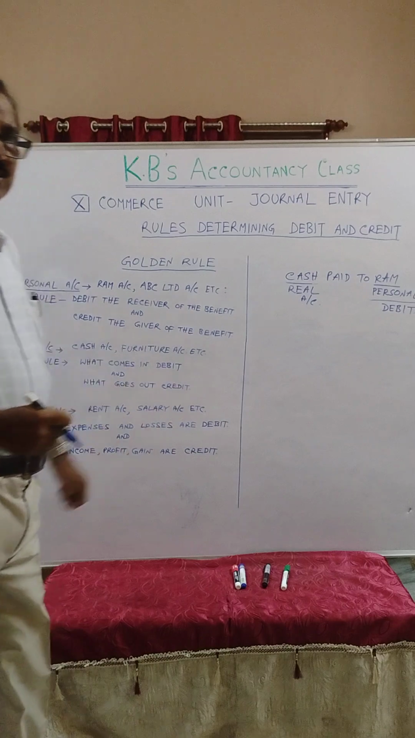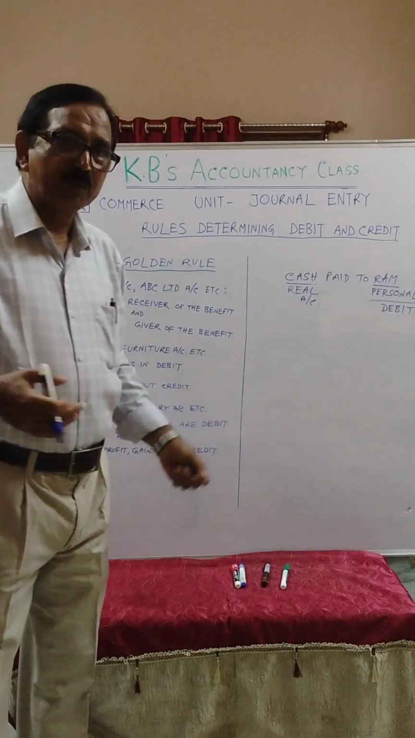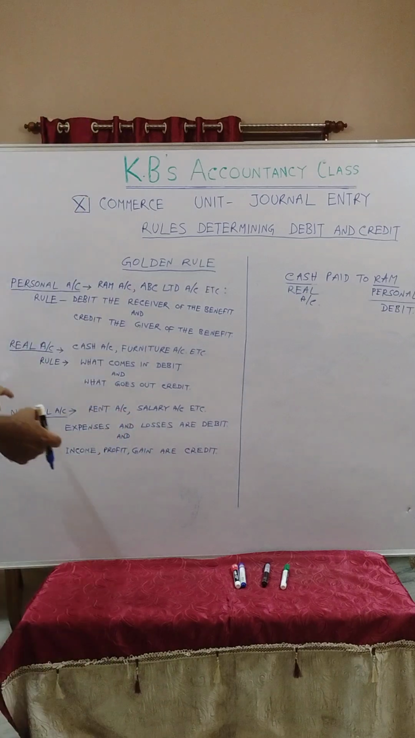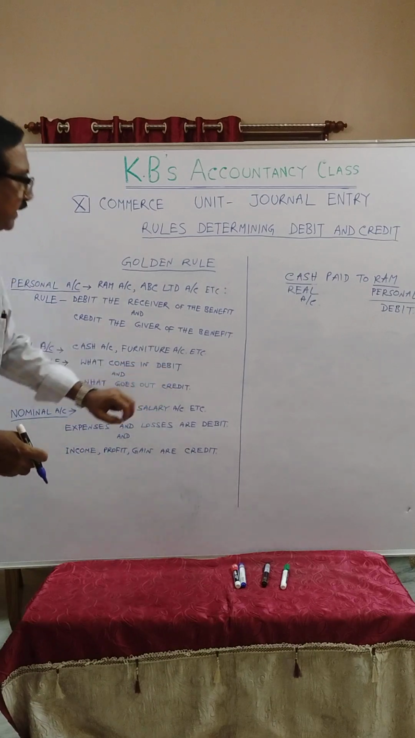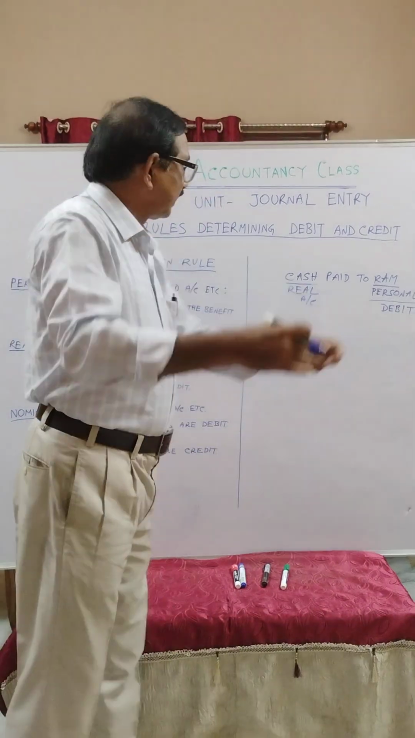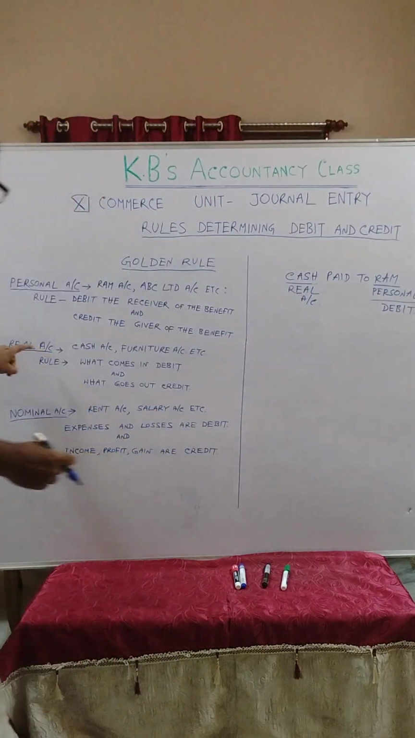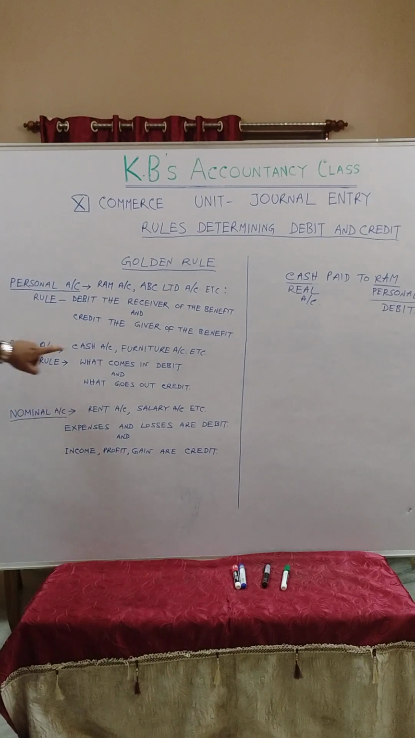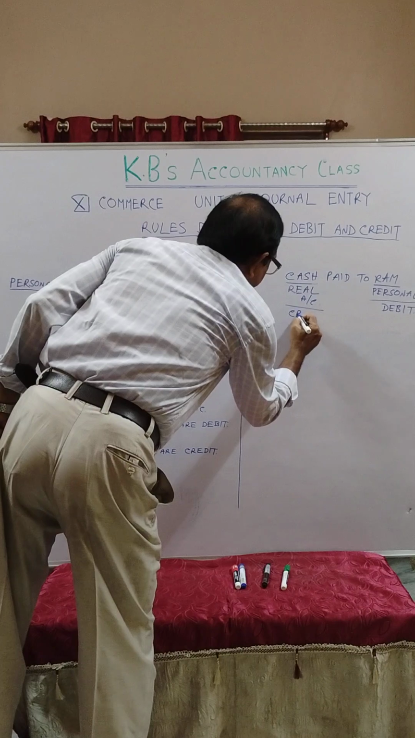Now cash is a real account. It is a thing that can be measured in terms of money. This is an asset, that means it is a real account. In the case of a real account, the golden rule is: what comes in, debit; what goes out, credit. So we should ask whether cash is coming in or going out. Cash paid to Ram means cash is going out. In the case of a real account, what goes out is credit. So it is credit.